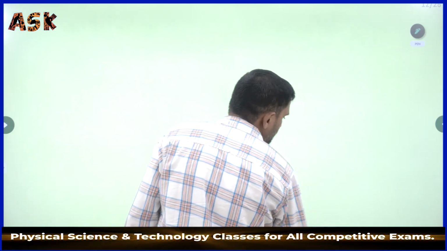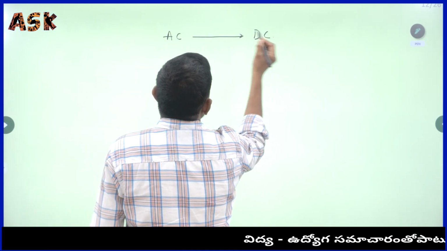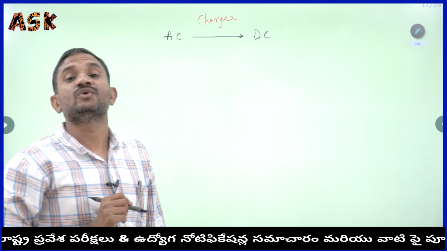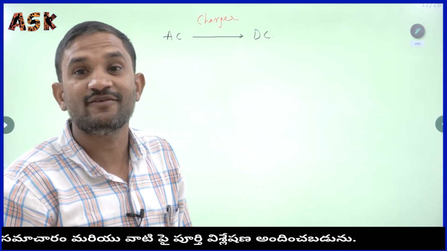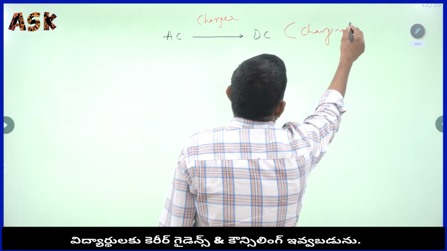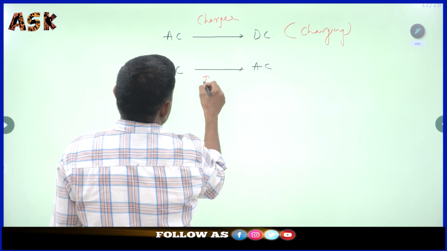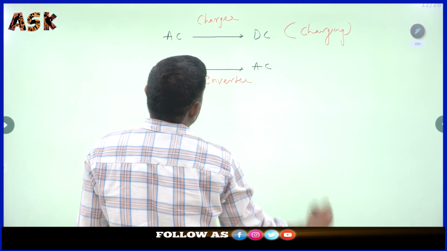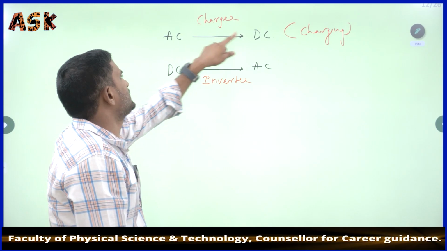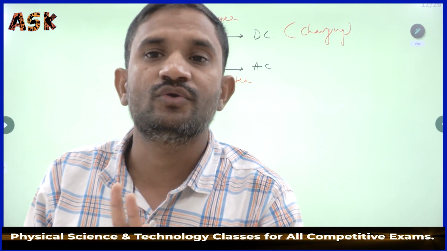Now, most important: AC current converted into DC by a charger, the process is known as charging. DC to AC is known as an inverter. Most important, there is a possibility this question will be asked in the examination. AC to DC is charger, DC to AC is inverter. Have any doubt? No doubt at all.